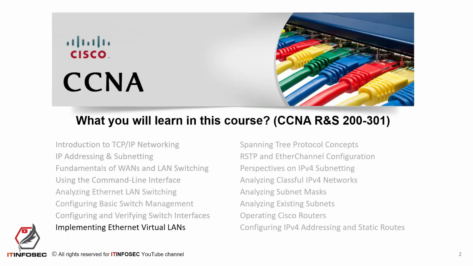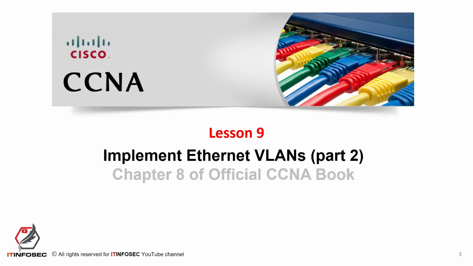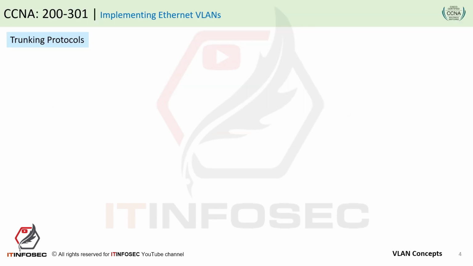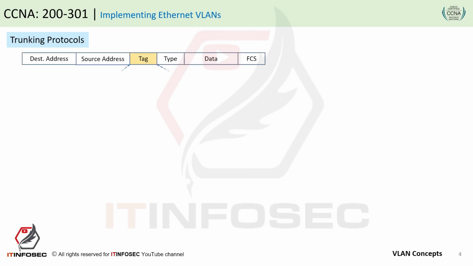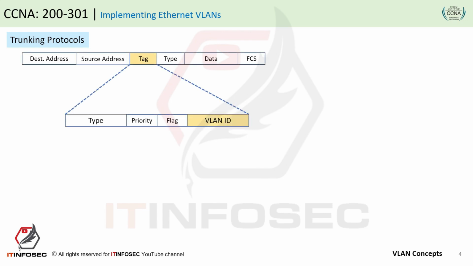Hi guys, this is another lesson for the CCNA course, and we will continue with the second part of Implement Ethernet VLANs. This is lesson 9. If you remember, we discussed trunking, what trunking is, and how we can make a port a trunk for connecting between two VLANs in previous videos. But let me describe more about that.